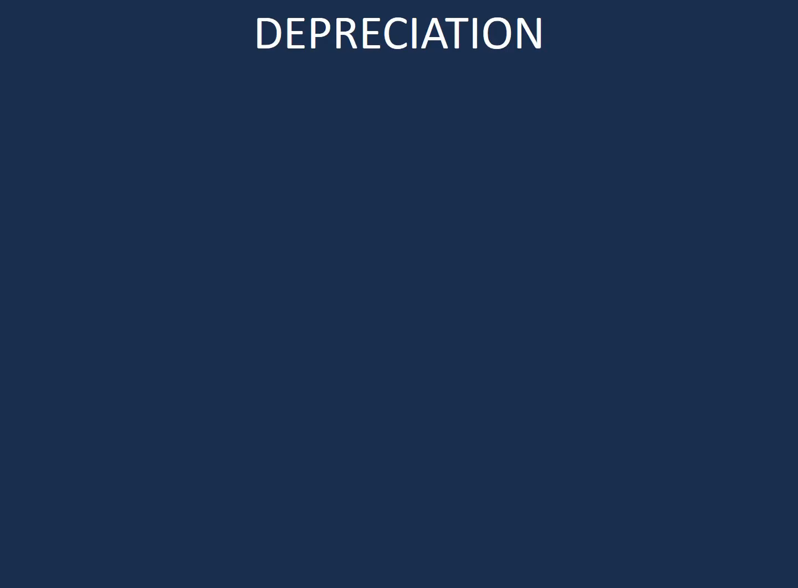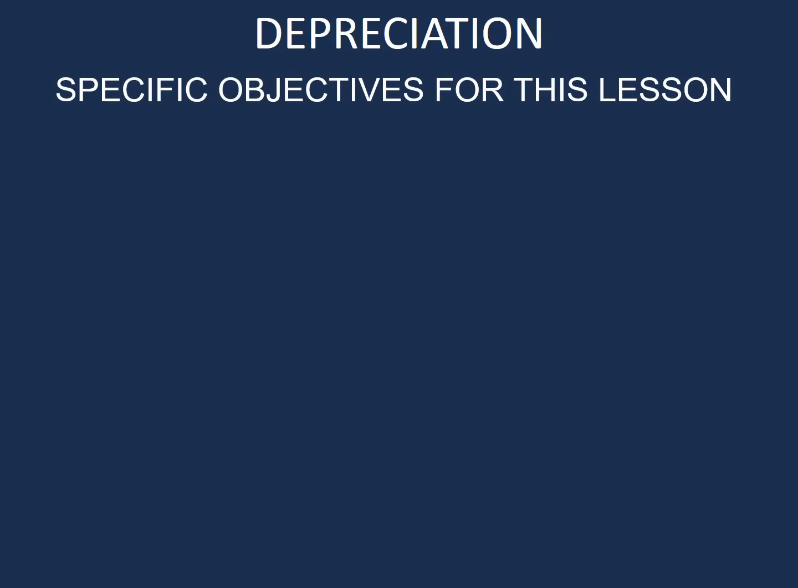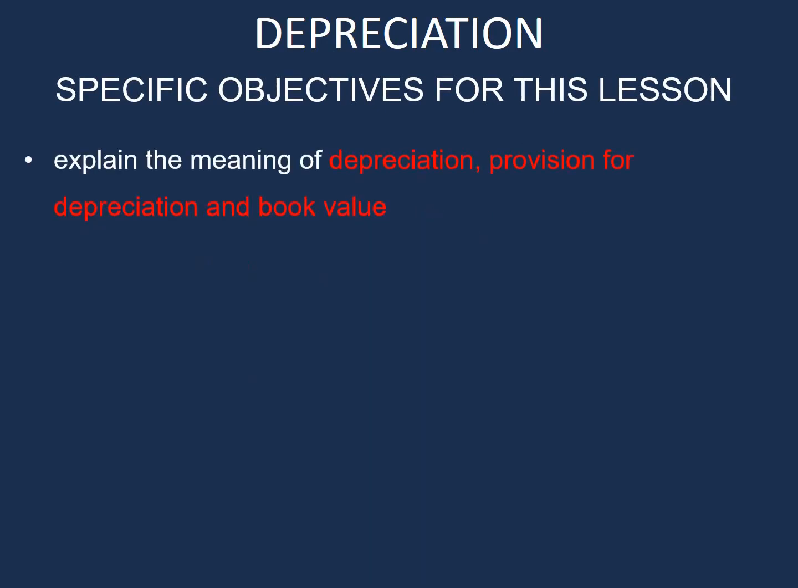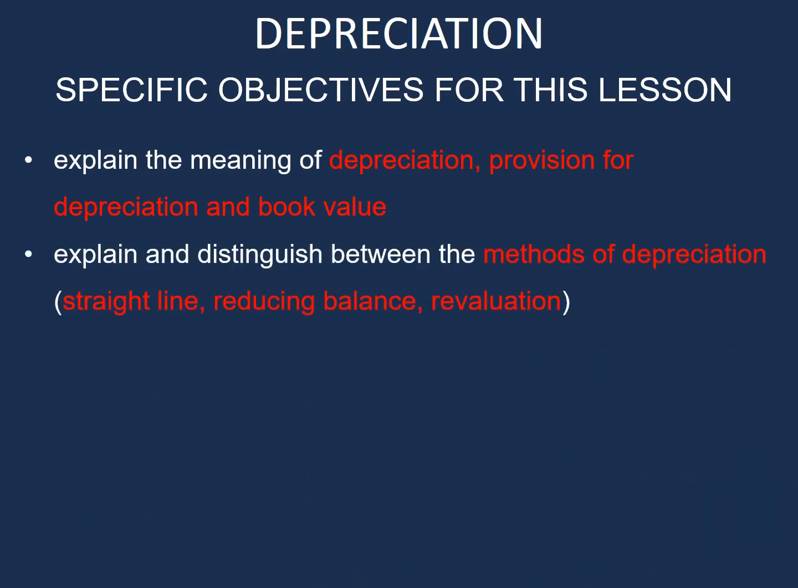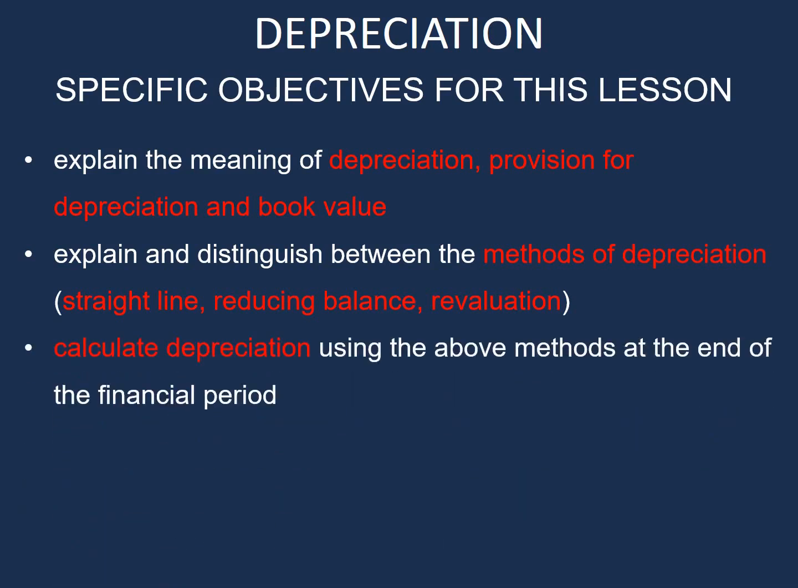Now let's have a look at depreciation. The specific objectives for this lesson are as follows. We need to explain the meaning of depreciation, provision for depreciation, and book value. We need to explain and distinguish between the methods of depreciation, which include straight line, reducing balance, and revaluation. And then we need to calculate the depreciation using the above methods at the end of the financial period.